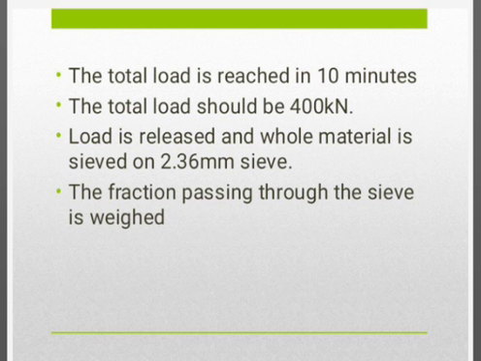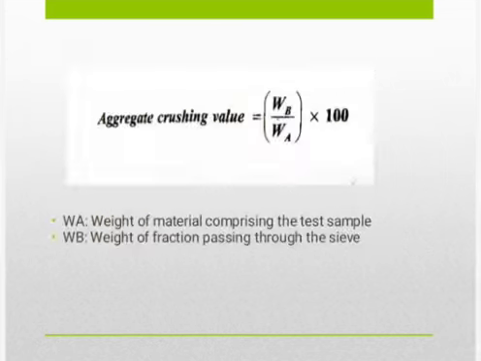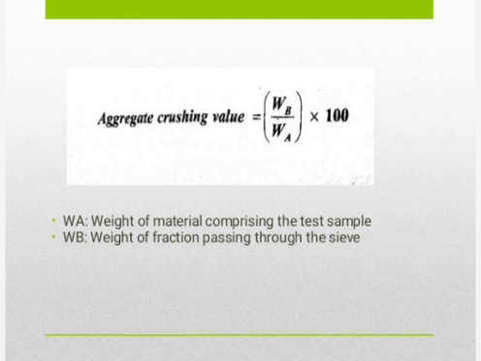The total load is reached by the aggregate in 10 minutes. It is a gradually applied load, so the total load is reached in 10 minutes. The total load should be 400 kN. After that, the load is released and the whole material is removed from the cylinder and sieved on 2.36 mm sieve for standard test. The fraction passing through the sieve is weighed as WB.